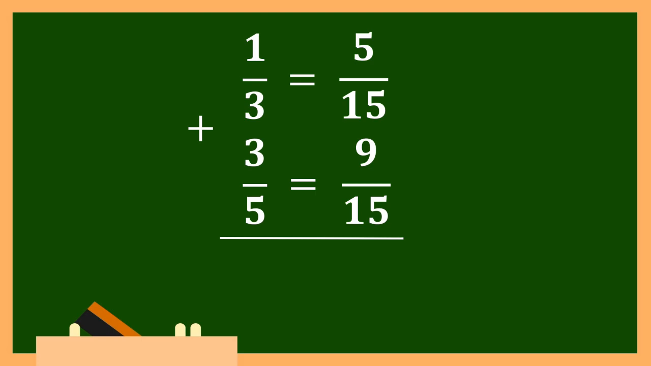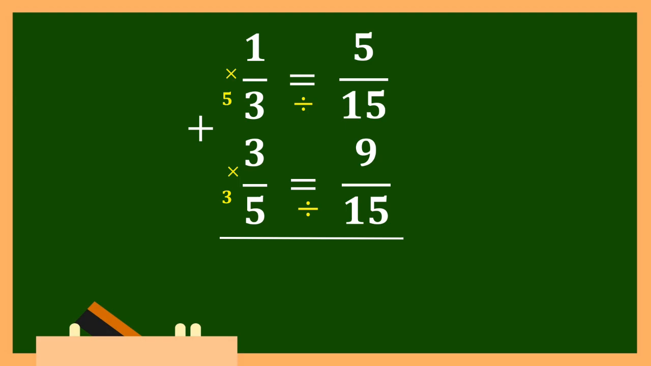Okay, so 15 divided by 3 is equal to 5. Then, yung result ay i-multiply doon sa numerator na 1. So, 5 times 1 is equal to 5. Then, 15 divided by 5 is equal to 3. Again, i-multiply siya sa numerator na 3. So, 3 times 3 is equal to 9.